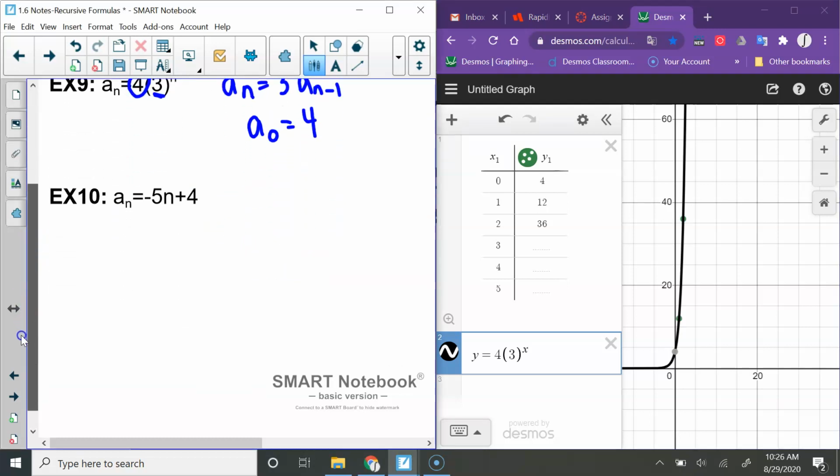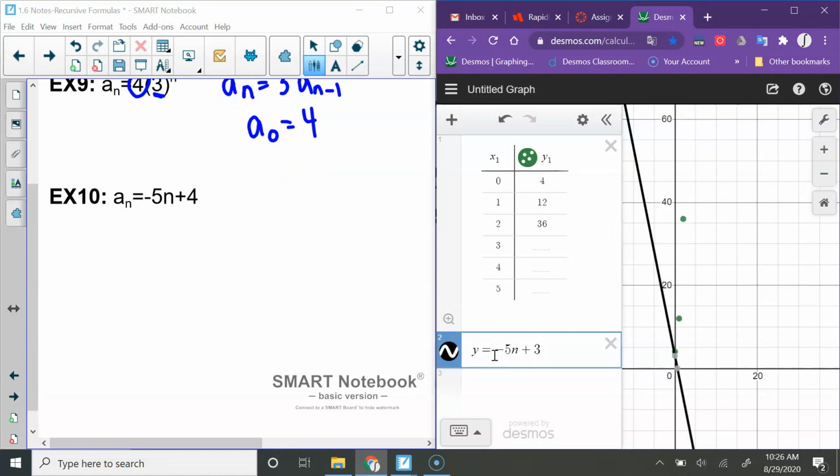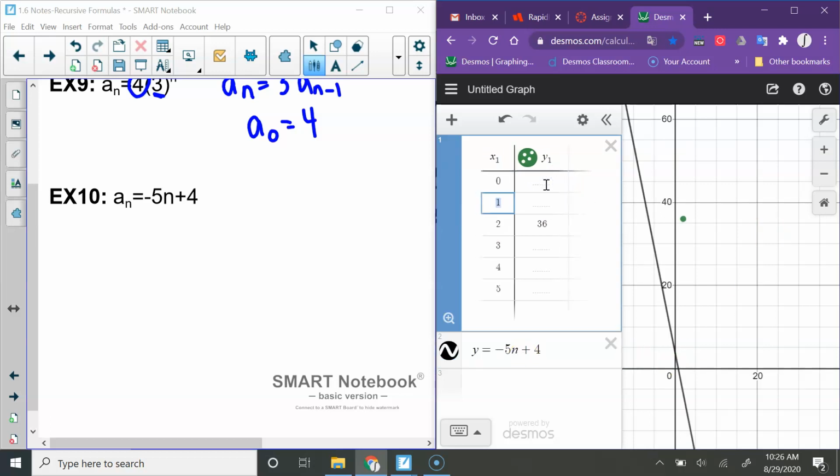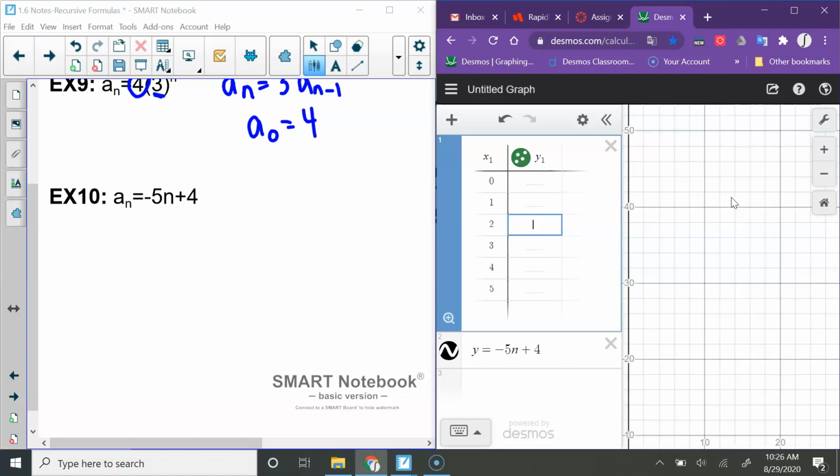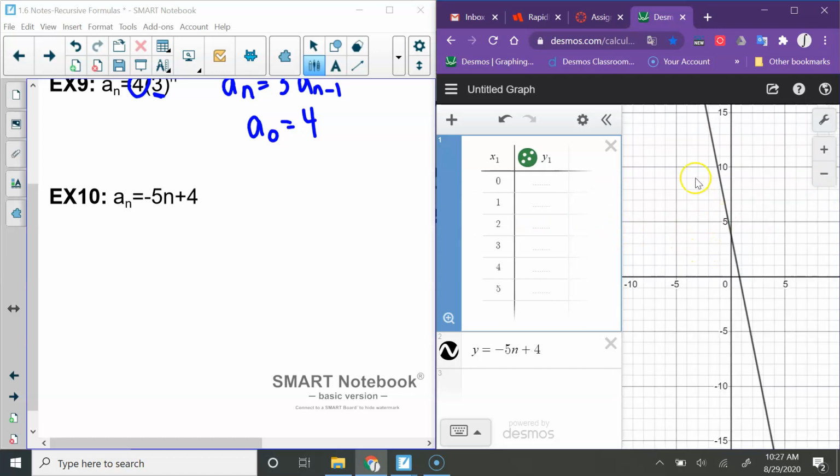Okay, our next sequence, I'm going to go ahead and type in the equation, negative 5n plus 4, right here. And let's get rid of this stuff here. We are going to, oh, let's go back home. Okay, and so we can see our equation right here if we graph it. And so we want to write a recursive formula. So a sub n equals, and then we'll have our a sub 0. Our a sub 0 is that point right there where we cross the y-axis. It's our y-intercept here. It is going to be 4.